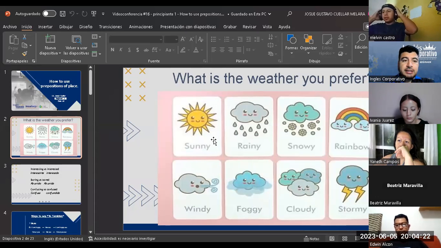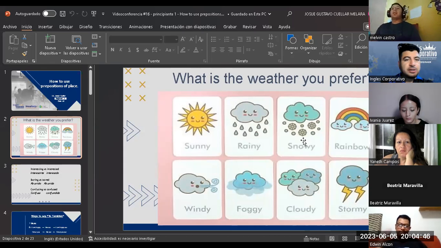Sunny is like this. Rainy, snowy, rainbow, windy, foggy, cloudy, stormy. Okay. There were some drinks, había unos frescos que se llamaban Sunny, no sé si ustedes se acuerdan, pero todos le decíamos Sunny, ¿verdad? Sunny, I remember that. Rainy, very common. Snow is not here in El Salvador, okay, but it's part of the weather. No tenemos nieve a menos que sea en el Pital, Chalatenango, okay. Rainbow, cuando hay hasta arcoíris.